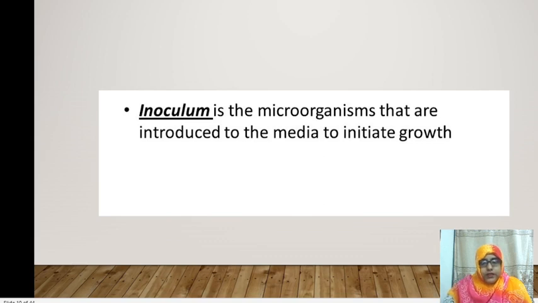For example, if the number of bacteria grown is 50, then how are these 50 grown? We applied a sample of 2, 4, 7 or 10 microorganisms or bacteria which use that media and grow up to 50 in number. So we require inoculum to start the growth of microorganisms.